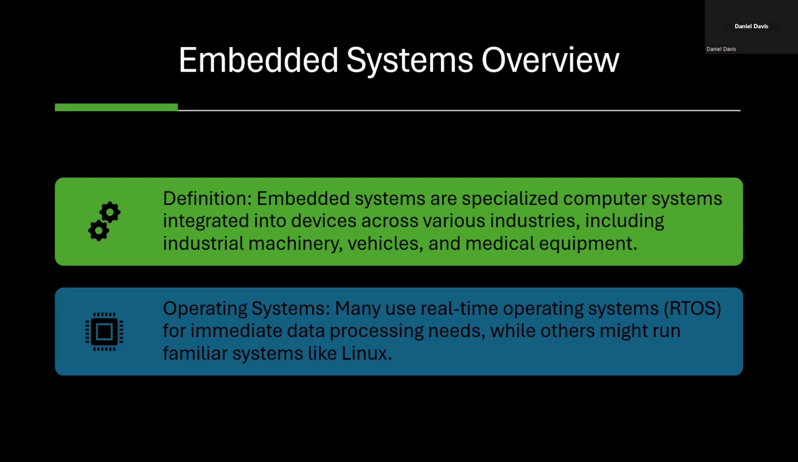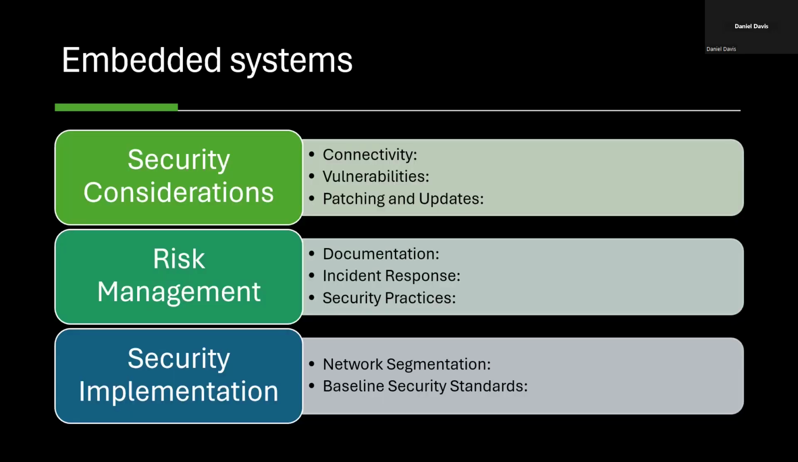We're going to talk a little bit about embedded systems. I'm going to give you the textbook kind of definition up here. Definition: embedded systems are specialized computer systems integrated into devices across various industries, including industrial machinery, vehicles, and medical equipment. Embedded systems use operating systems. Many use real-time operating systems, RTOS, for immediate data processing needs, while others might run familiar systems like Linux.